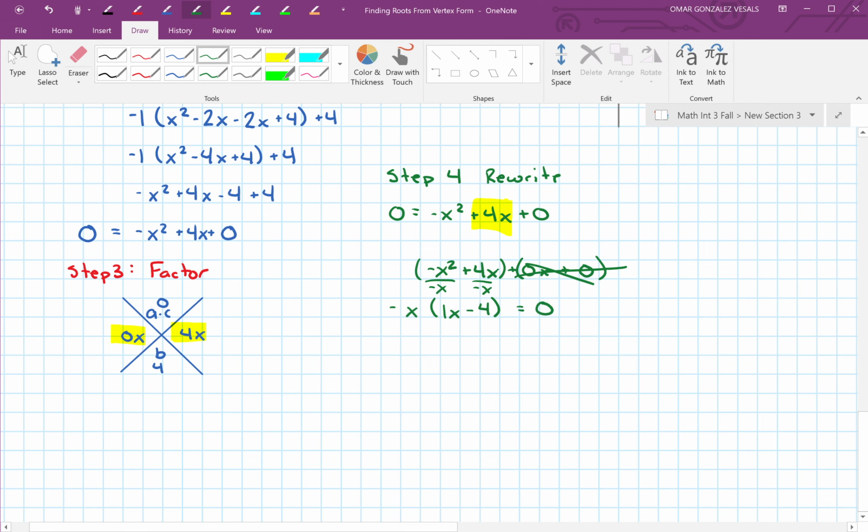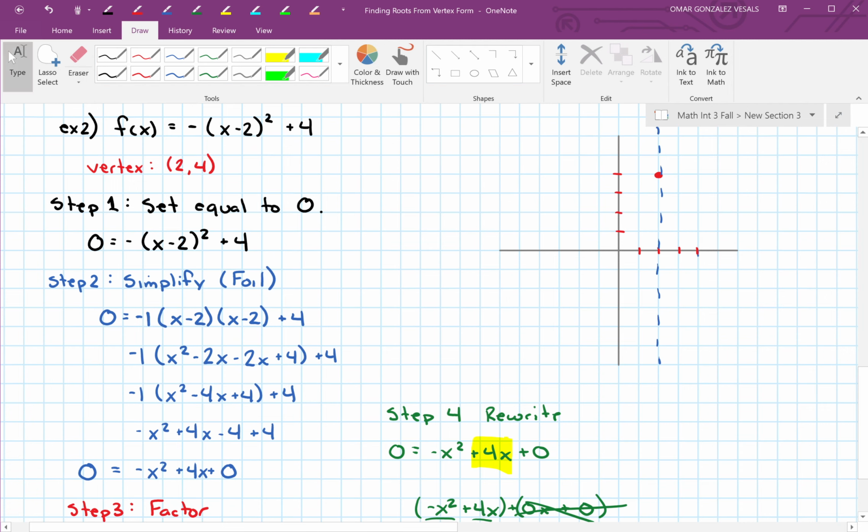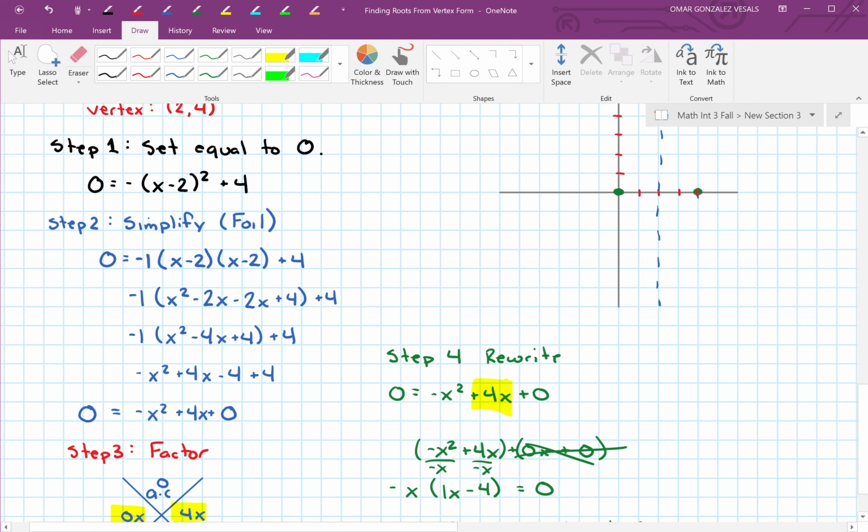So now I can solve. If I have negative x equals 0, what's x? x is 0. And the other one is going to be 1x minus 4 equals 0. What's x? Basically add 4 to both sides. x is 4. So I have my two roots. One of my roots is at 0, and the other root is at what? Let me just write it over here. One of my roots is there, and the other root is there. I got you, Jonathan.